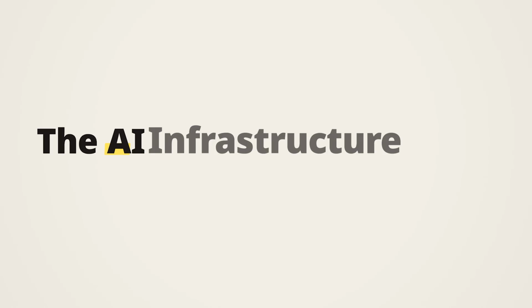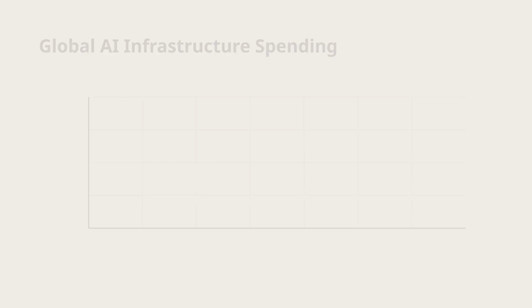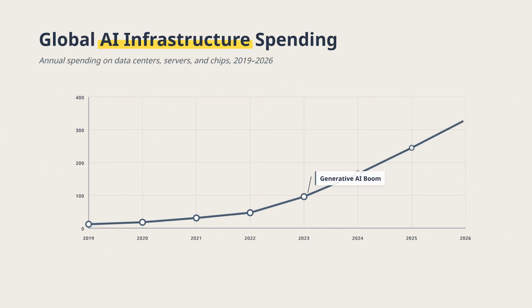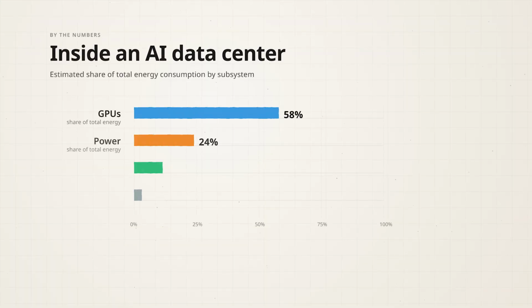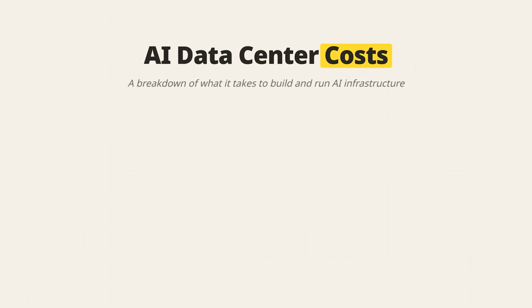Everyone thinks the AI race is about smarter chatbots. It isn't. The real competition is happening behind the scenes, inside massive data centers that cost billions of dollars to build. And buying powerful AI chips is only part of the story. Electricity, cooling systems, and high-speed networking now consume a huge share of the investment.